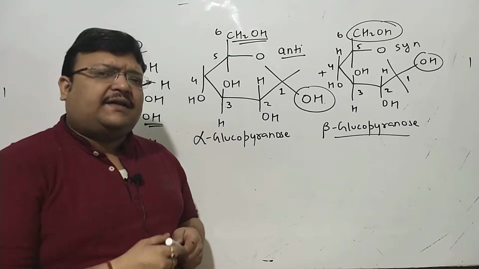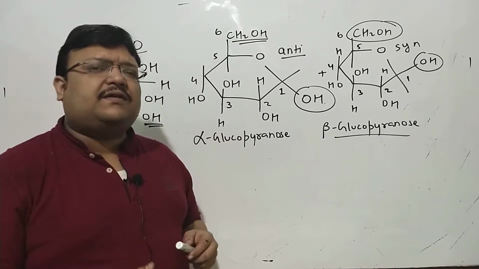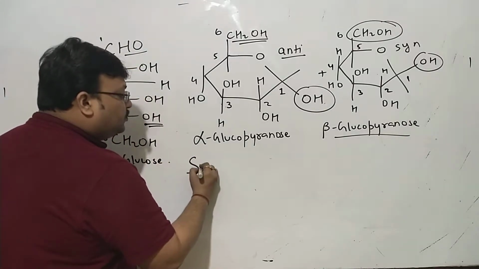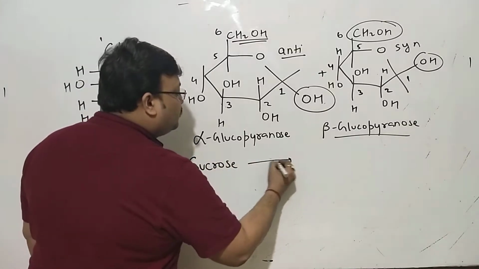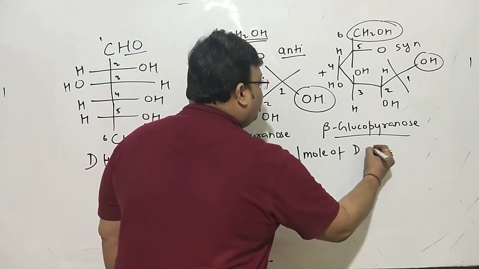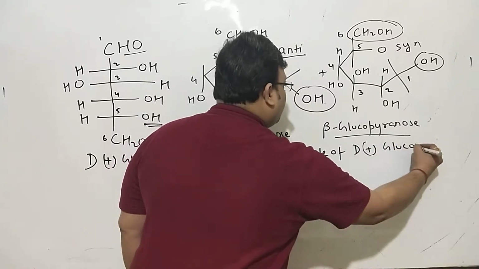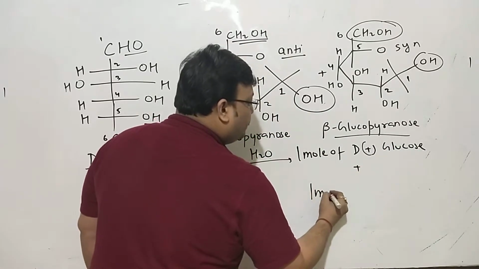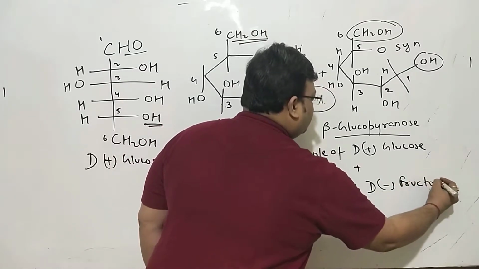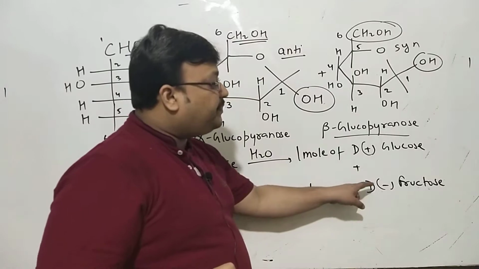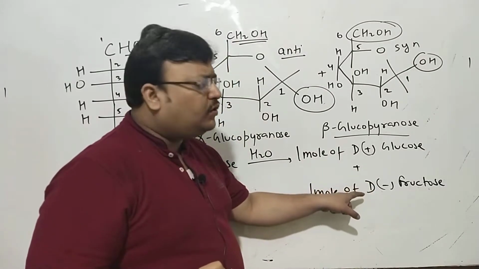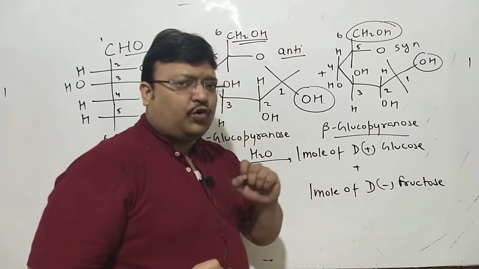Now the simplest disaccharide we'll want to begin with is the very popular sucrose, cane sugar, the common sugar. And we all know sucrose on hydrolysis gives 1 mole of D plus glucose, and 1 mole of D minus fructose. Every time I tell you, D minus is such a big proof that this capital D has nothing to do with the optical behavior of the molecule. It could be capital D as well as levorotatory.